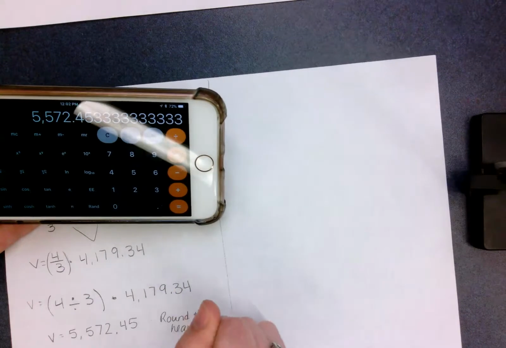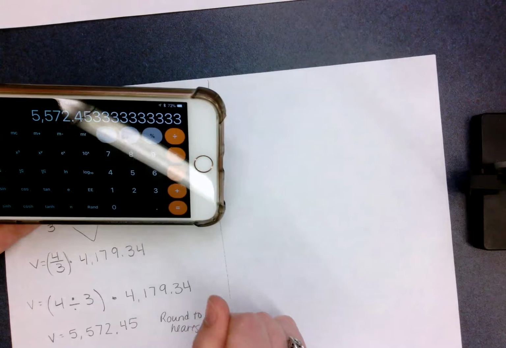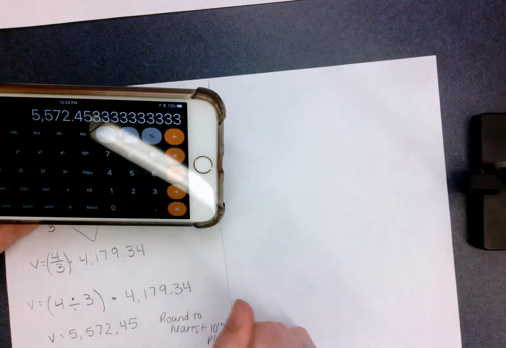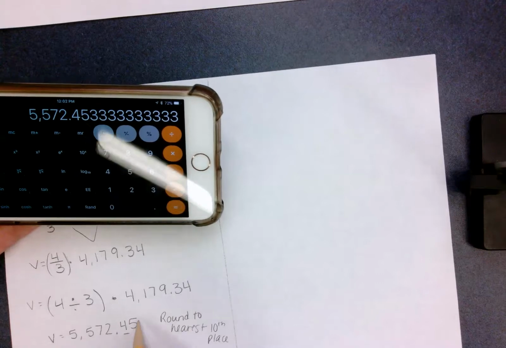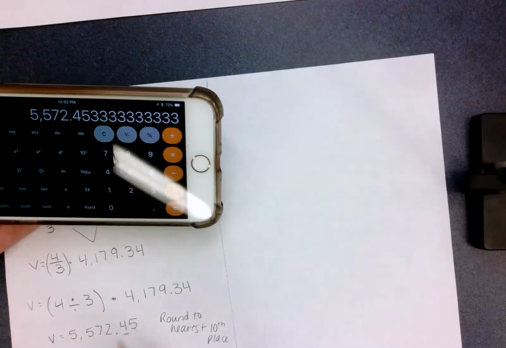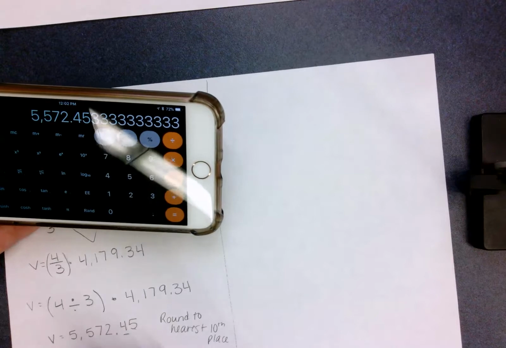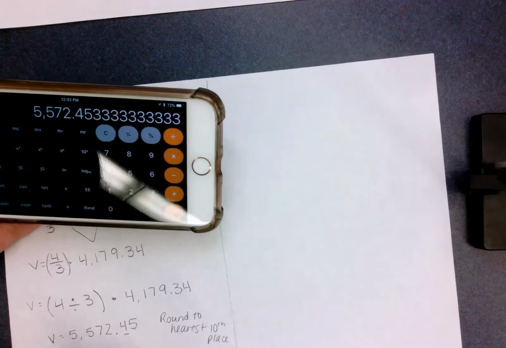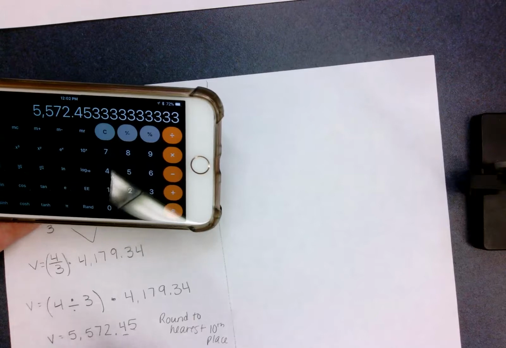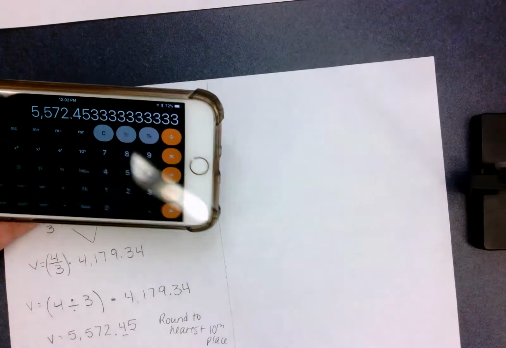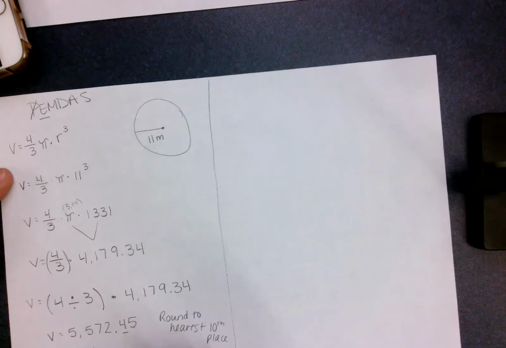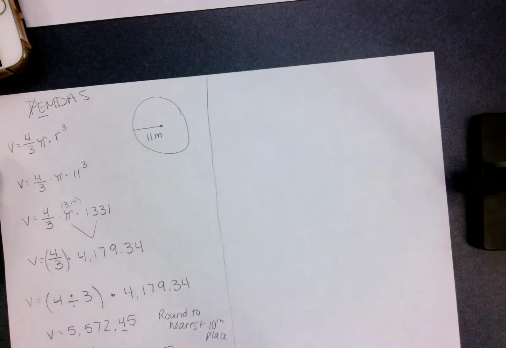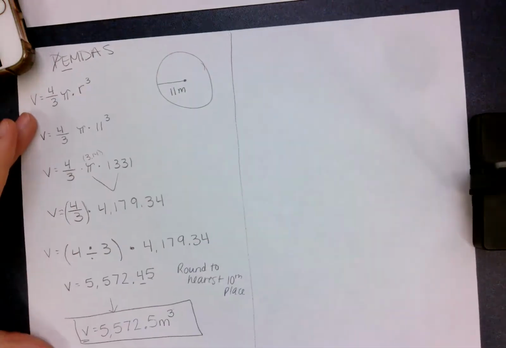Let's say we want to round to the nearest tenths place. We're looking here. We look next door: 5 or above, give it a shove. This is 5. So we're going to move this 4 up to 5. So 5,572.5. And do not forget your units. We used meters. Meters is to the third because we're finding volume. Whenever we're finding volume, our units are to the third power. Sorry, you could not see that.